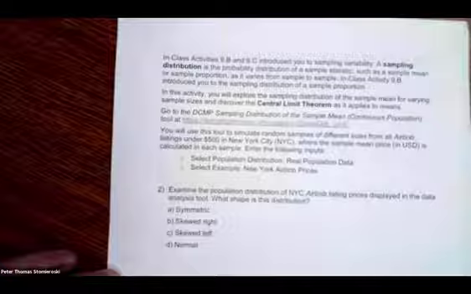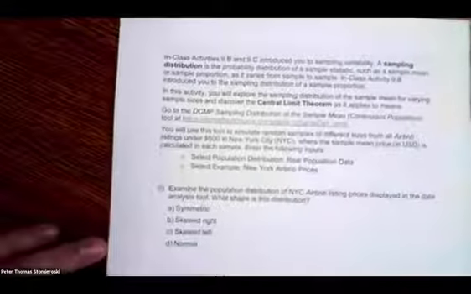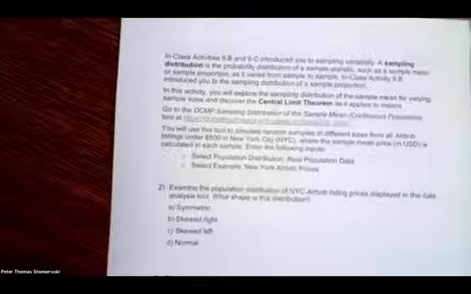Okay, so in class activities 9B and 9C introduced you to sampling variability. A sampling distribution, remember, is the probability distribution of a sample statistic, such as the sample mean or sample proportion, as it varies from sample to sample. In-class activity 9B introduced you to the sampling distribution of a sample proportion. In this activity, you will explore the sampling distribution of the sample mean for varying sample sizes and discover the central limit theorem as it applies to means.